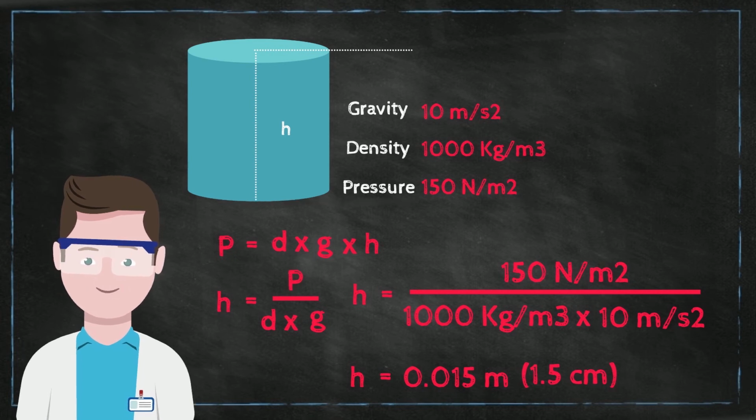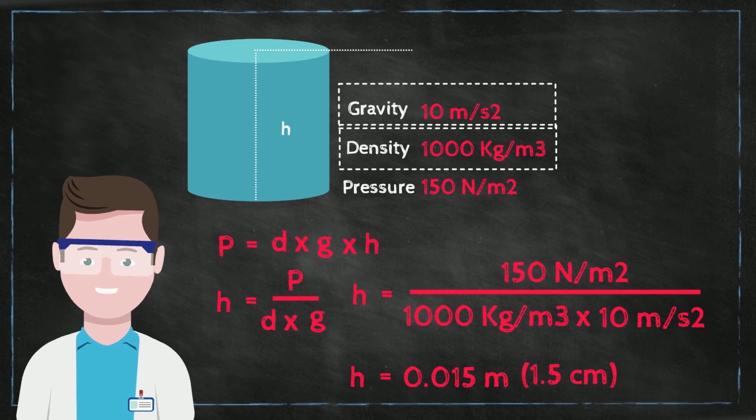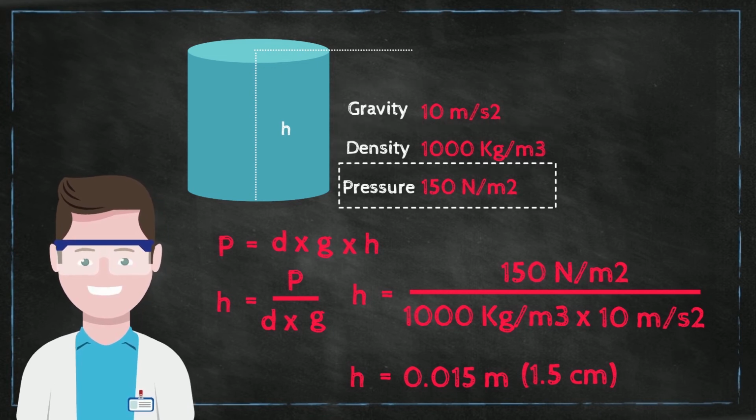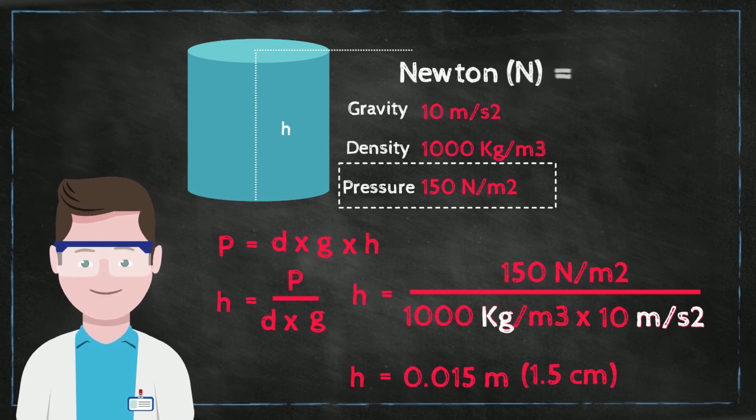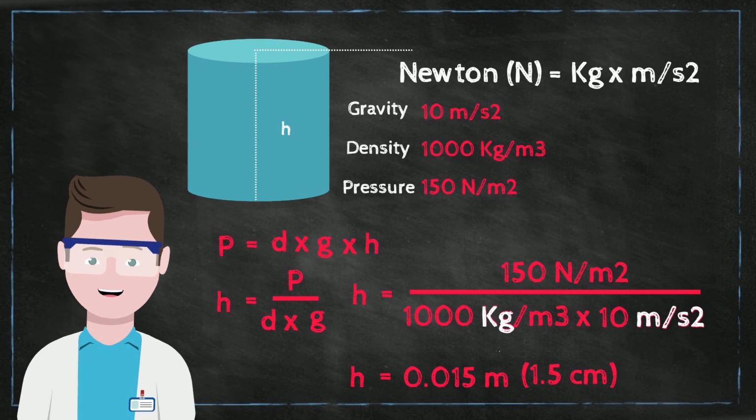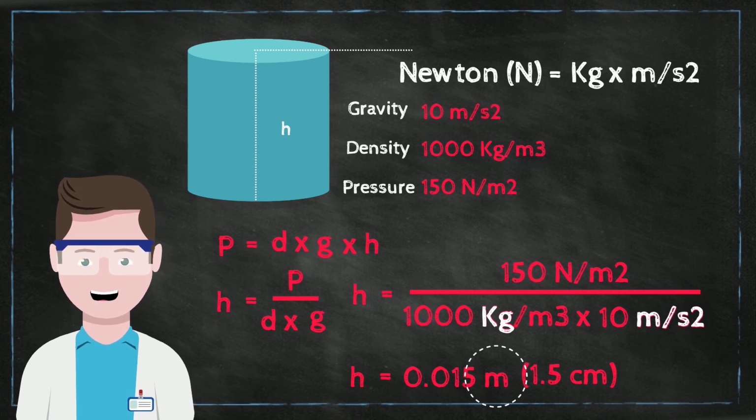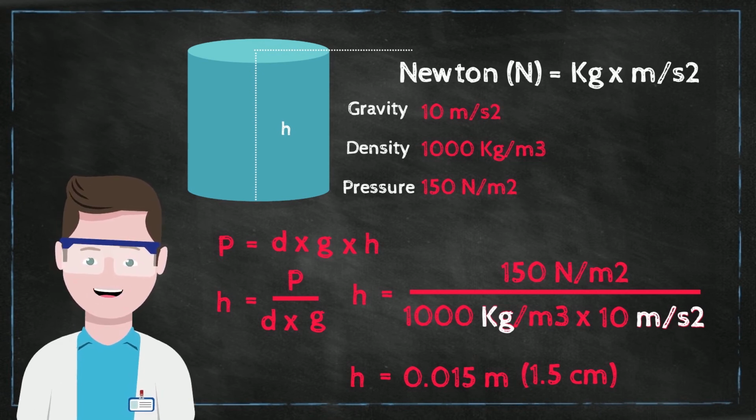Observe that we should use these units for gravity, density, and height to obtain the pressure in newtons per square meter. In this exercise, kilogram times meter divided by square seconds equals newton. This is the reason the height will be in meters. I have a video on the channel teaching how to convert units.